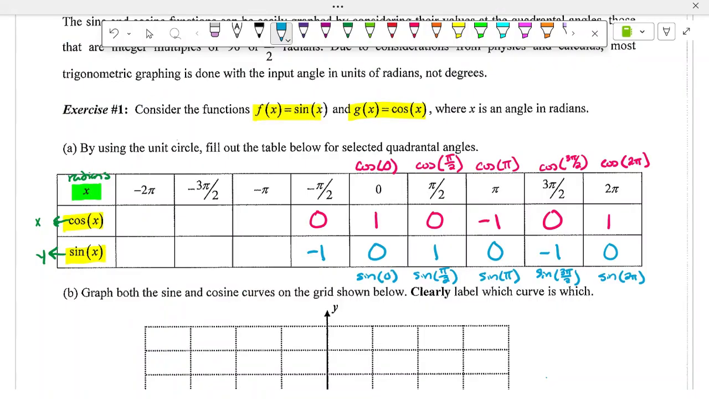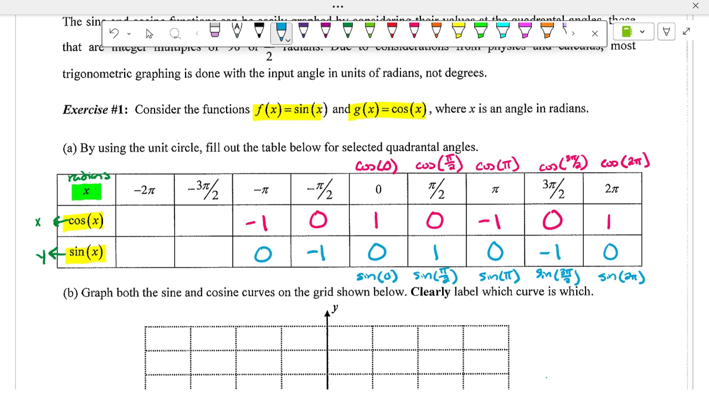What about the cosine of negative pi? So we know pi is 180 degrees counterclockwise, so it should also be 180 degrees clockwise. So what's the cosine? Not 1, -1. What's the sine? 0.